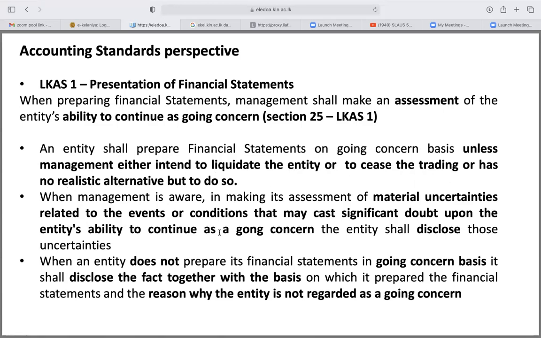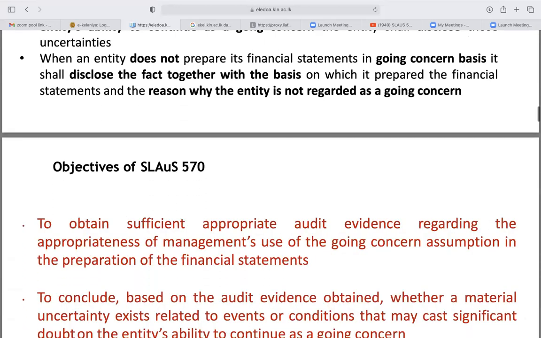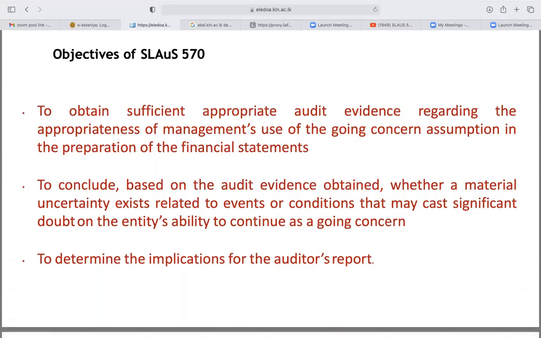So these are some sections and elaborations. You can read these things, right? Because this is coming from the accounting standard perspective, I'm not going to read all of these things. Okay. Objectives of SLAuS 570. Why do we have SLAuS 570? The first one is to obtain sufficient appropriate audit evidence regarding the appropriateness of management's use of the going concern assumption in the preparation of the financial statements.